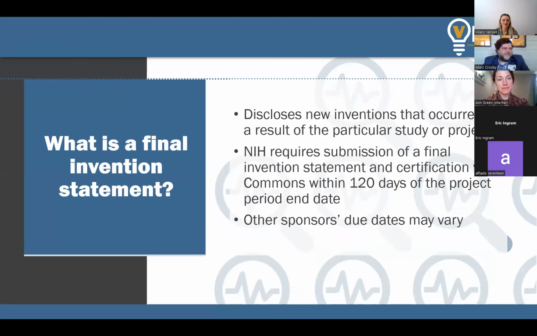So the invention statement, again, this is a report that shows what items were invented. It should be a full listing, all inclusive. And I believe you have to submit the report, even if there was nothing, you have to submit a zero item report to a sponsor. They want to see that you have completed it and thought about those inventions.